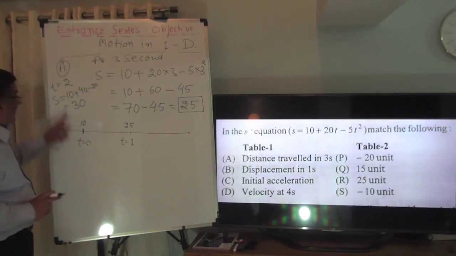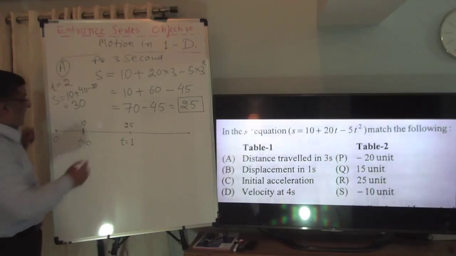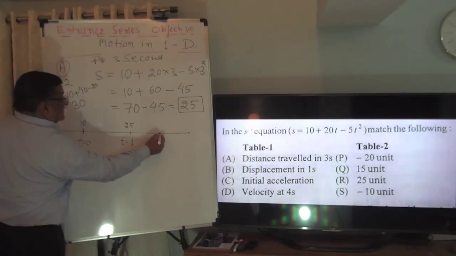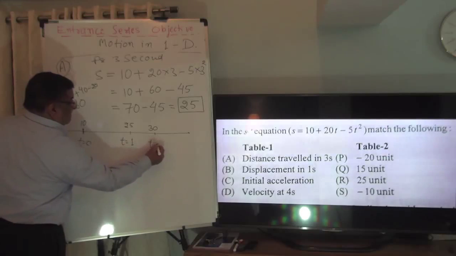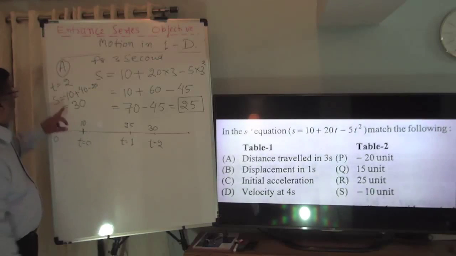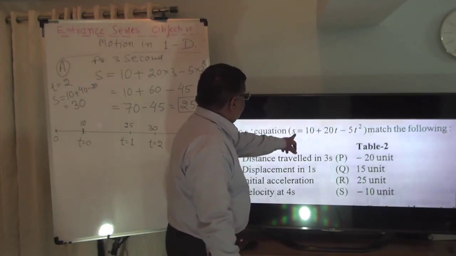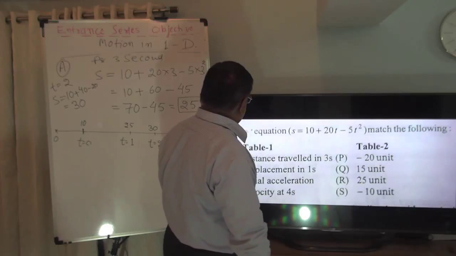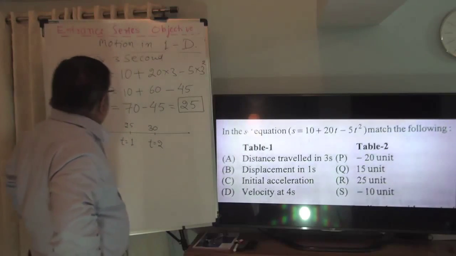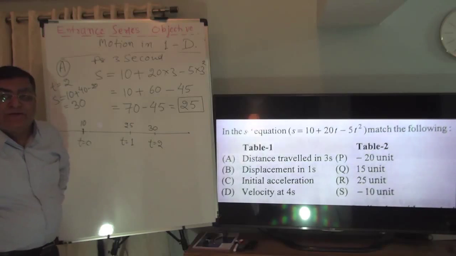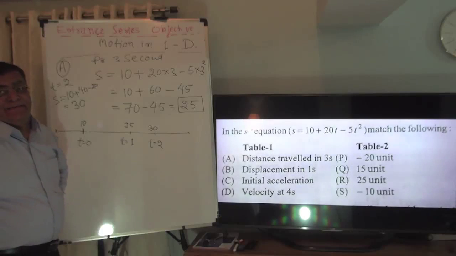Okay. If this is 30, then what is the time? 2 seconds. Here time 2 seconds and the distance is 30. This is here and it is 30. Now again, S is equal to this much. This is 10 to 25, then to 30. That shows the speed is decreasing.